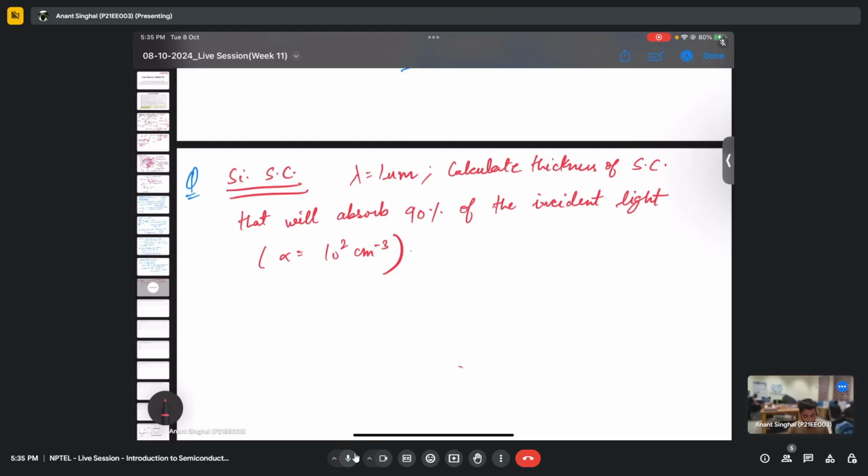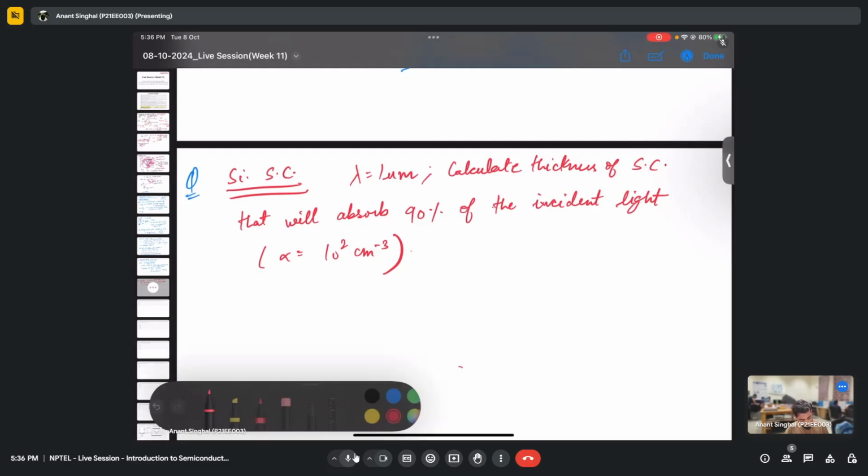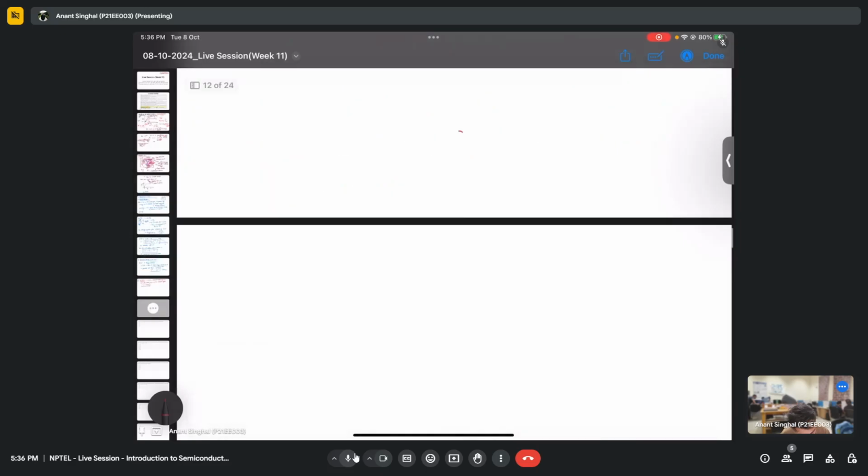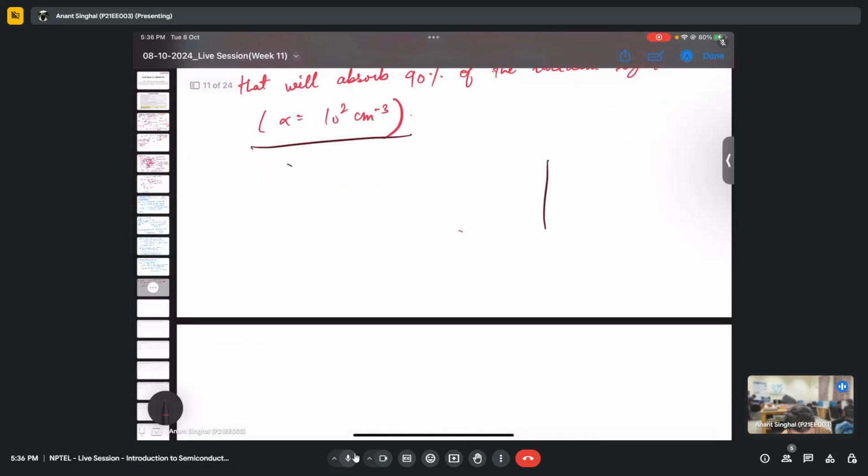Okay, so let me give some overview. Have you tried? Any guesses? Okay, so what the question is saying, let's say this is a semiconductor. I've got one answer which is 233 micrometers. So we'll see. It is saying that at x equals 0, we have a certain intensity I_ν naught, and at x equals t, it is asking for the thickness such that 90% of this has been absorbed. So what is left is only 10%.